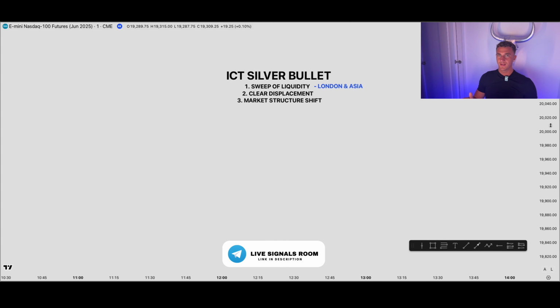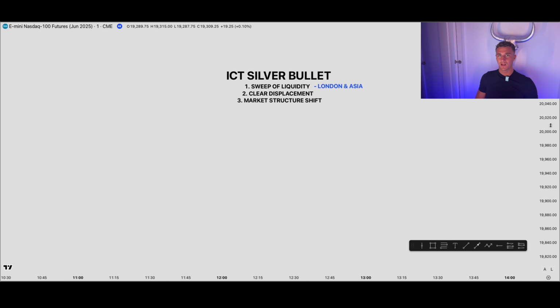Number 3 is a market structure shift. Usually what happens after a displacement is price will either break below a swing low or above a swing high. Again, depending on the direction you're trading, you'll get some sort of break above or below a significant structure point like a swing high or swing low. Preferably you want to see that candle have a strong closure above or below in order for that market structure shift to be high probability.